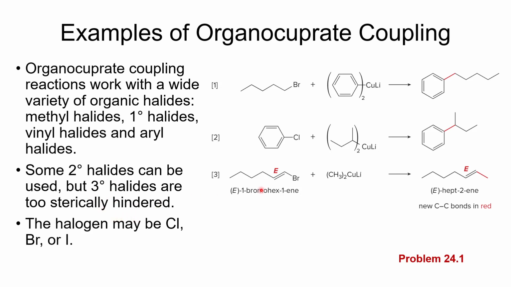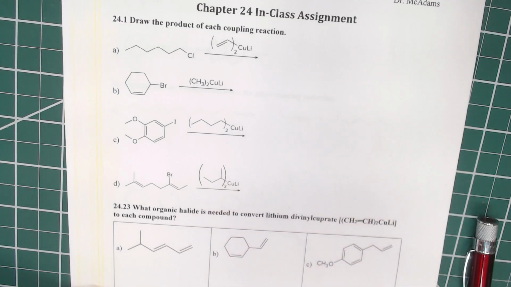As far as the halogen goes, it can be chlorine, bromine, or iodine. And we'll talk about the stereochemistry in a bit, but the stereochemistry when we do this is retained, which is one of the features that I like. So we're going to look at number 1 on our in-class assignment. So we'll switch over here.